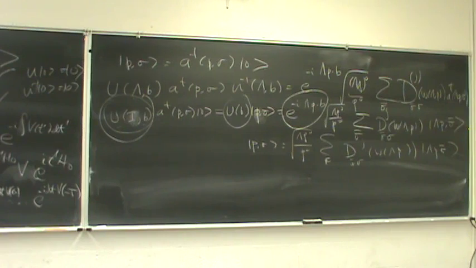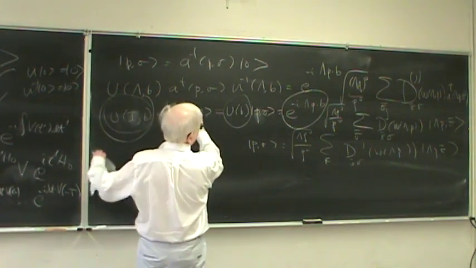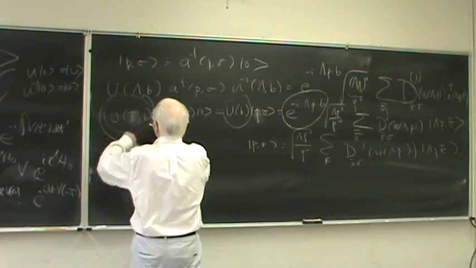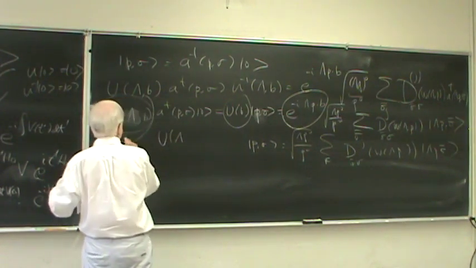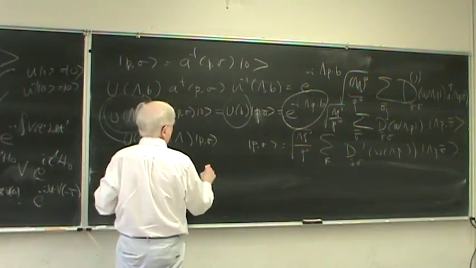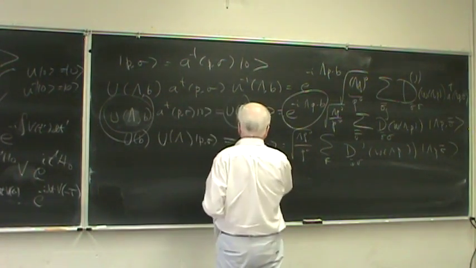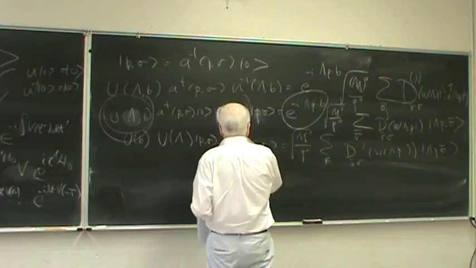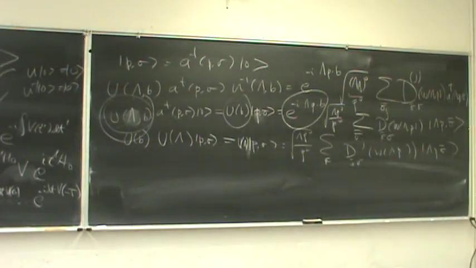And this should be the same as that. And it is, except that I left something off. I went to a translation too quickly. This is U(Λ), forget about U(b), this is a translation. This is U(Λ) on the state |p, σ⟩, and that's this part over here. U(Λ) on |p, σ⟩, and then that's that.